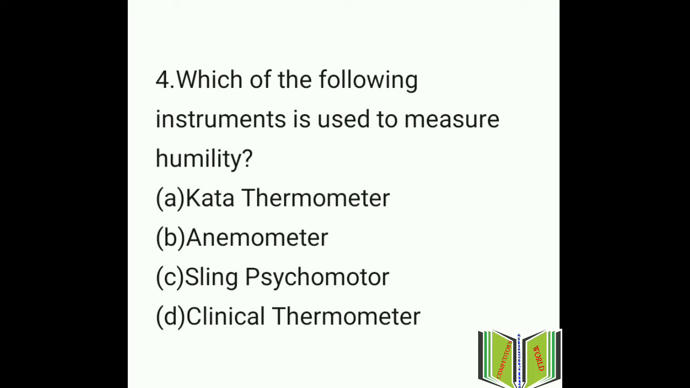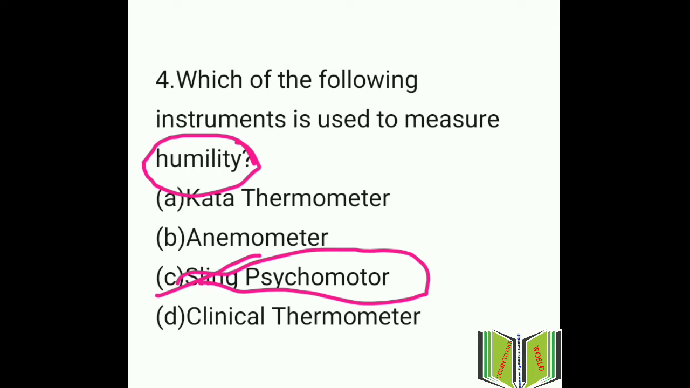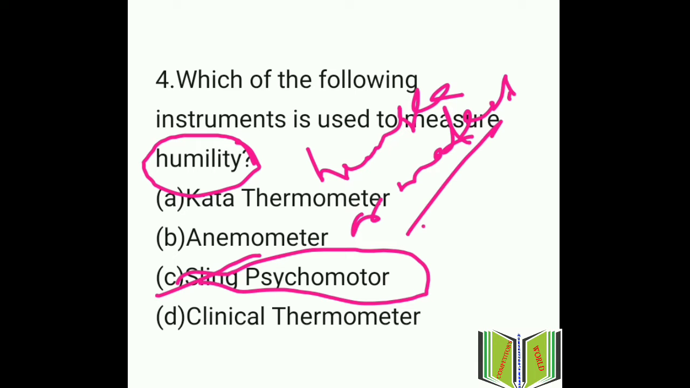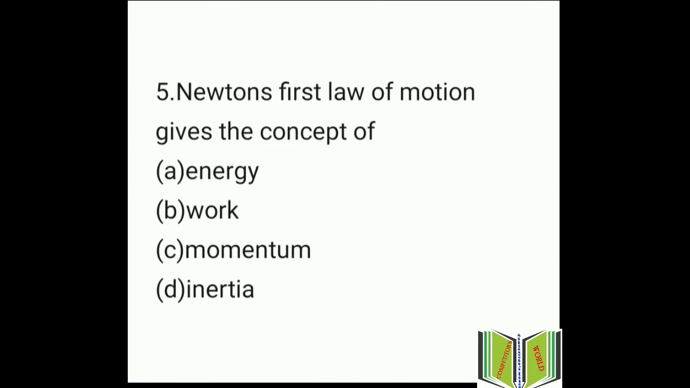Which of these following instruments is used to measure humidity? Okay, this is a psychological term. Option A, kata thermometer, option B, anemometer, option C, that is sling psychrometer, and option D, that is clinical thermometer. So what is the answer here? So here the answer will be option C. Okay, sling psychrometer is used to measure humidity. Okay, so what is humidity? So humidity is the quality of being humble, or modest. Okay, so move on to the next question, that is question number 5.